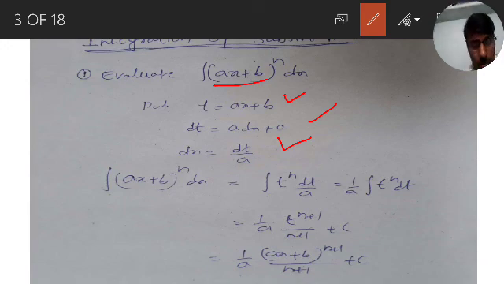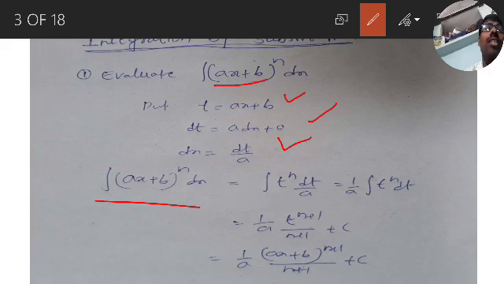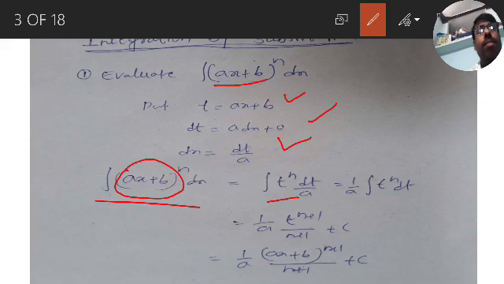Now substitute in the integration. Integration of (ax plus b) whole power of n into dx. What is ax plus b? ax plus b is t. What is dx? dt by a.